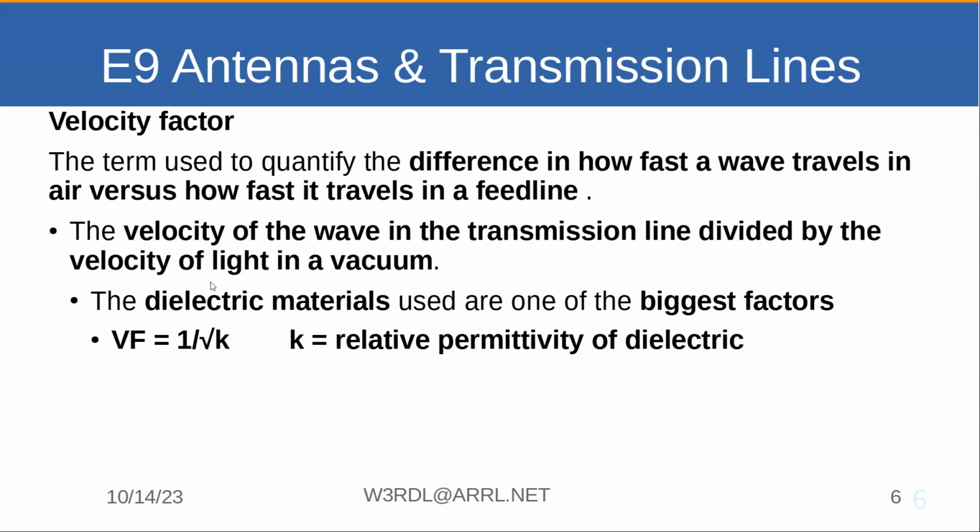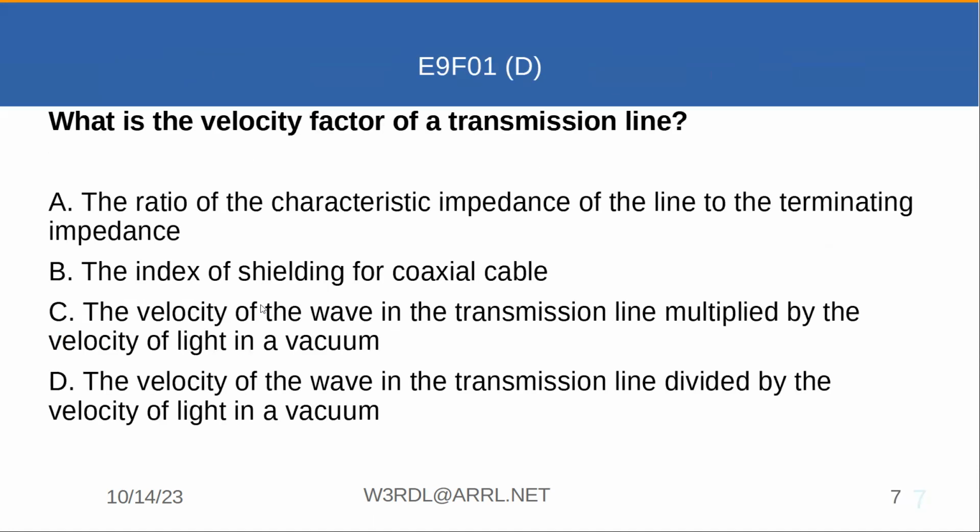I think some of the RG8X, the newer stuff, I measured it at like 77-78%, which is good. Yeah. 0.77. Must be foam. But the old RG8U is in the 60s. I think that's 66. Yeah, 66, according to the exam. That's what it measures. So what's the velocity factor of a transmission line?